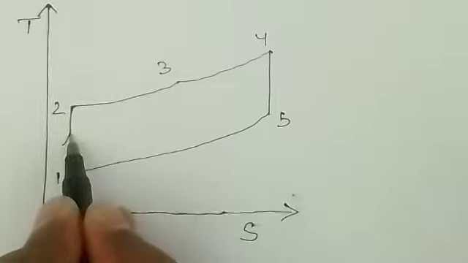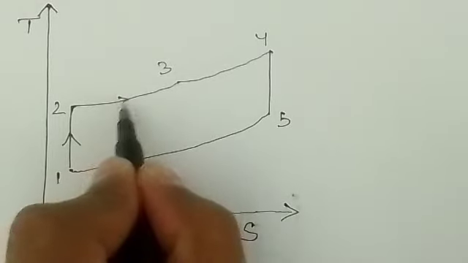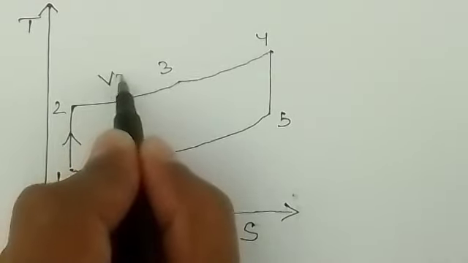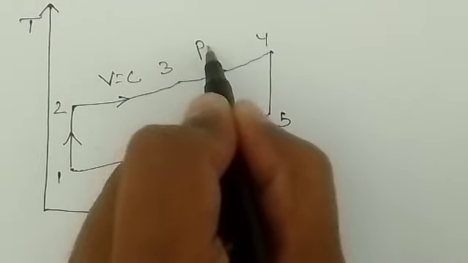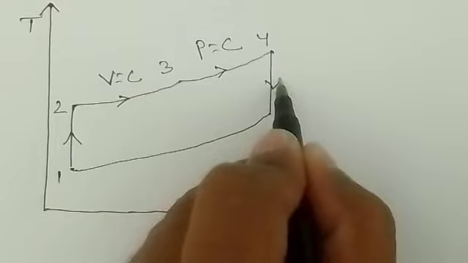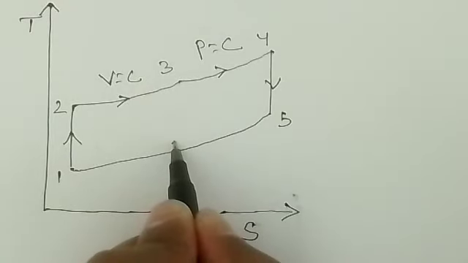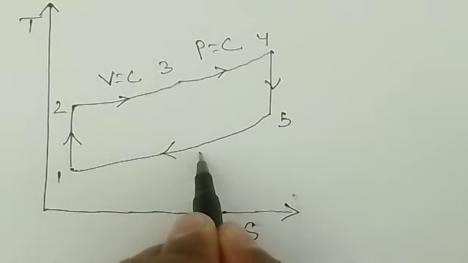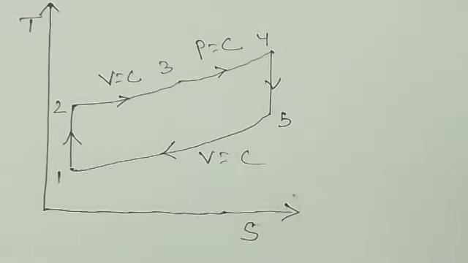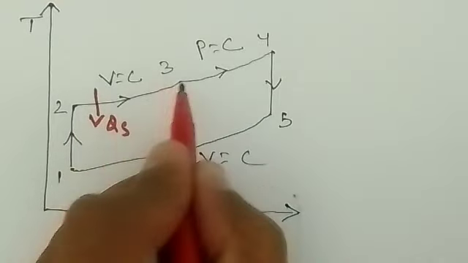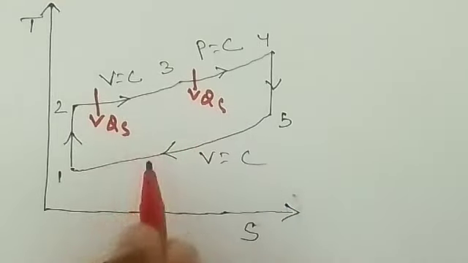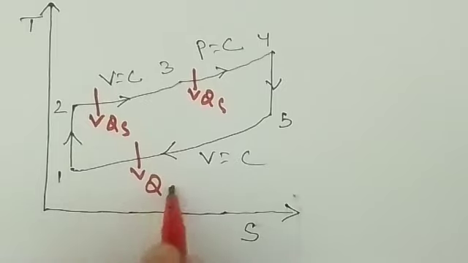So the arrow is up, 1 to 2 adiabatic compression, 2 to 3 heat supplied at constant volume, and 3 to 4 again you have heat supplied but at constant pressure. Adiabatic expansion from 4 to 5, and the heat is rejected at constant volume. So here you have heat supplied and this is also heat supplied, but here heat is rejected.